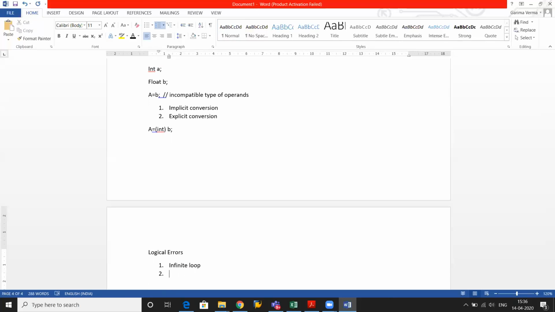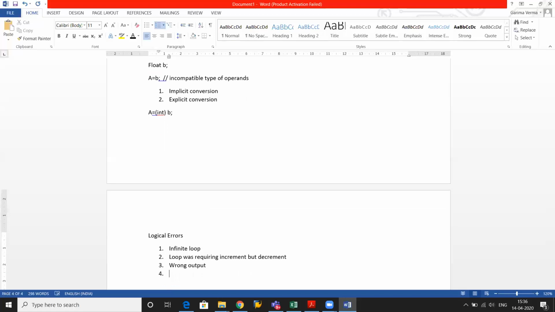What could be the next type of error? The loop requires an increment and you have made a decrement. The loop was requiring an increment and what you have done is a decrement, or vice versa. The loop was requiring a decrement and what you have done is an increment. Wrong output. Your output should have been something else, 5 should have come, but what is coming is 6. So these types of errors come under the category of logical errors, right?